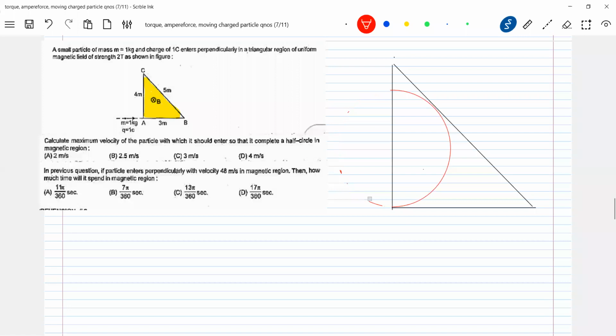I'm just giving some rough diagram. So it should enter here. It will enter with a speed v1 and it will leave here. Everywhere the magnetic field here is into the plane. So this is the C, A, B. So this should be the radius of circular path.